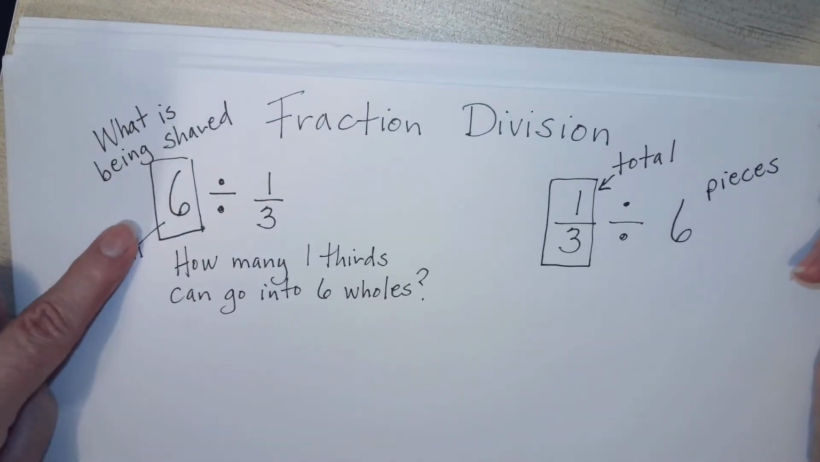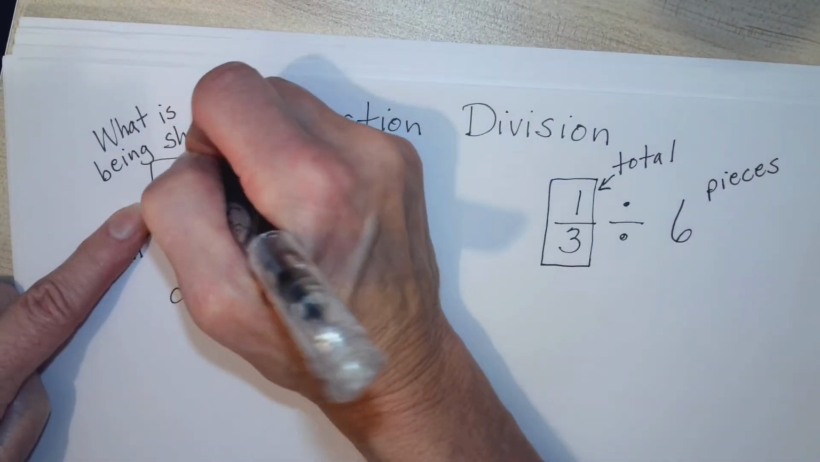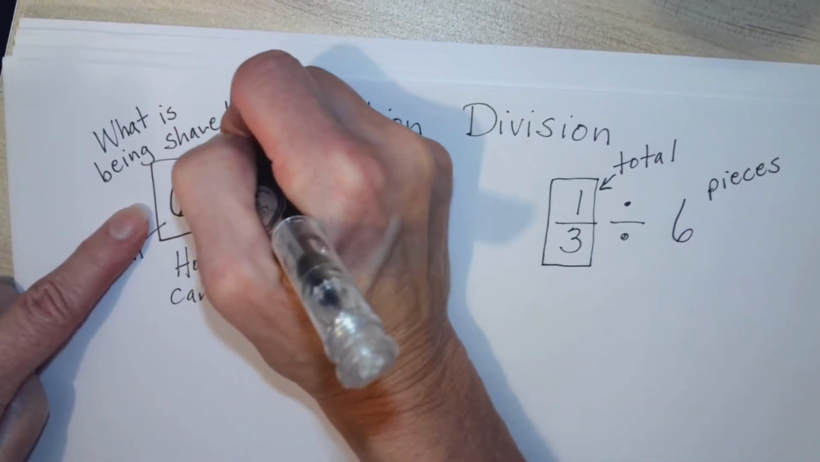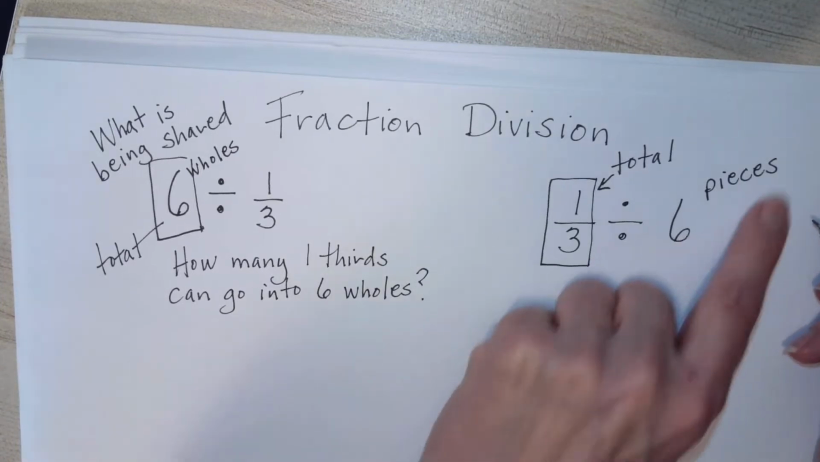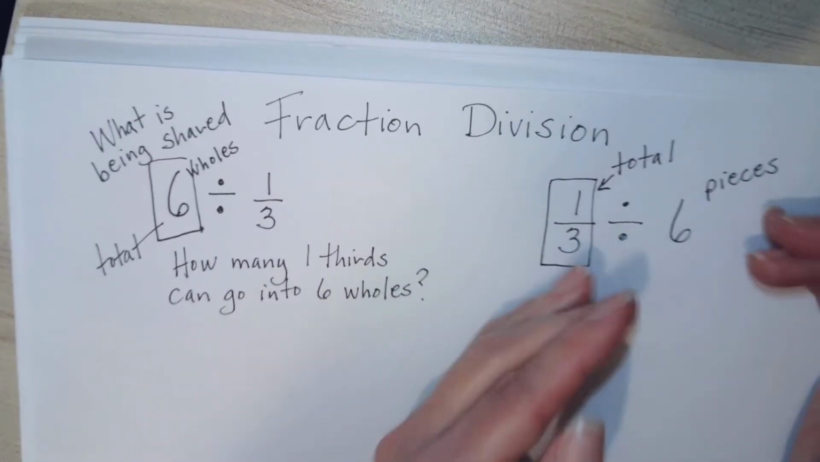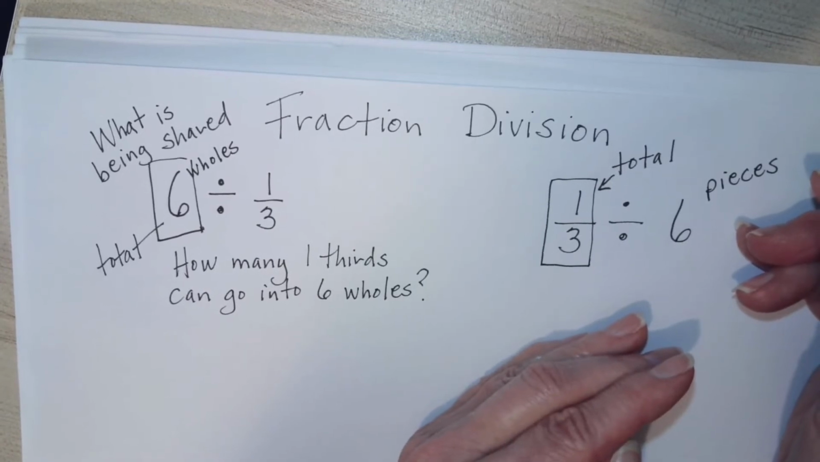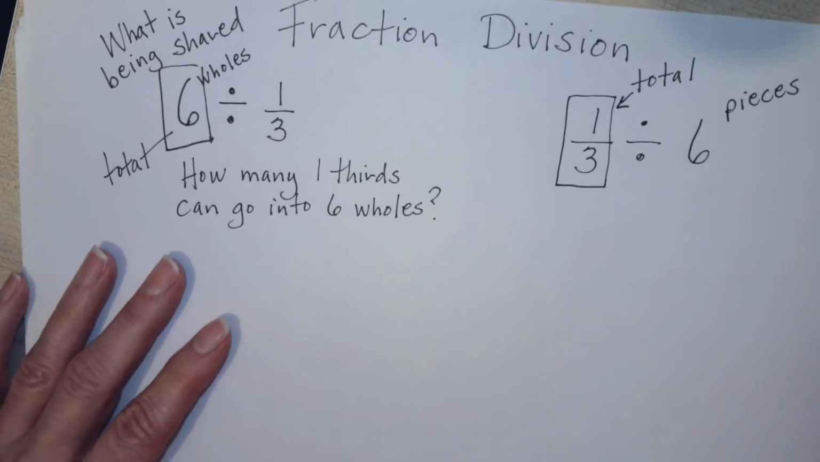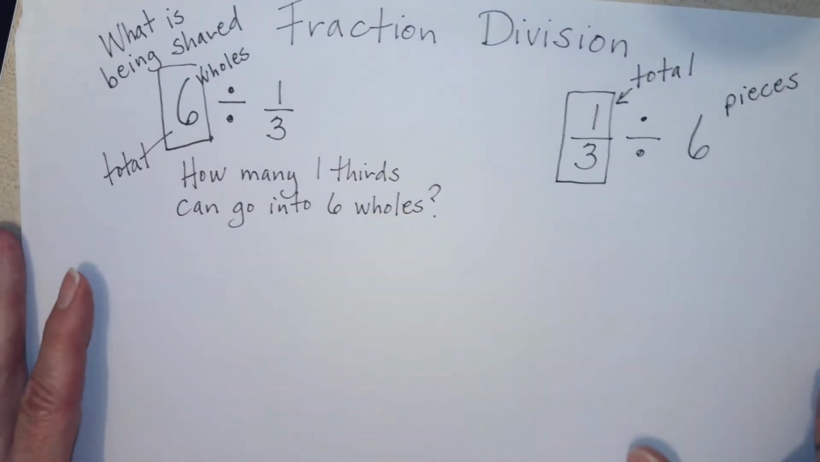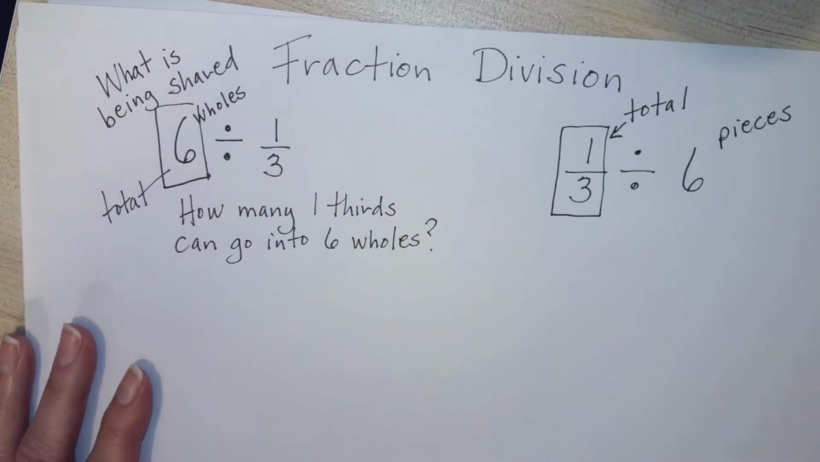So where this total was 6 wholes, I can't break a part of something into 6 wholes. I'm breaking it into 6 pieces. I'm breaking that part of something into 6 equal pieces. Okay? So I'm going to show you how to draw this to help you to really see what this means.